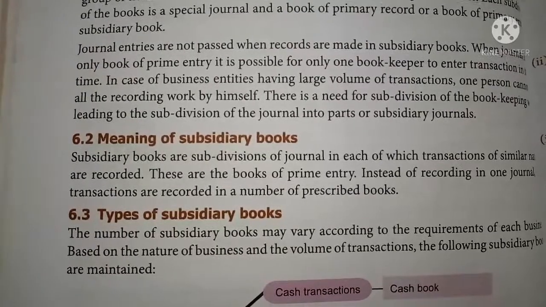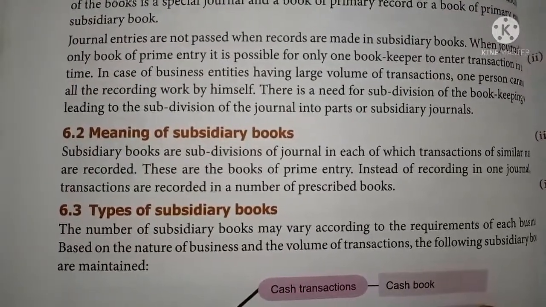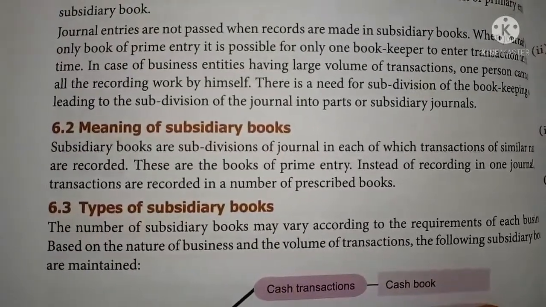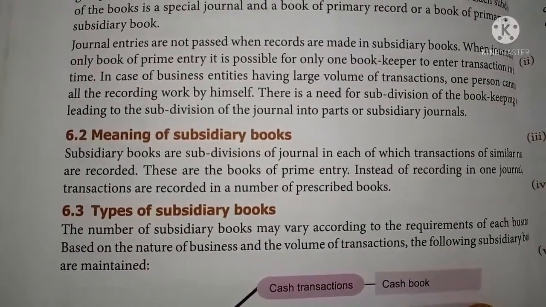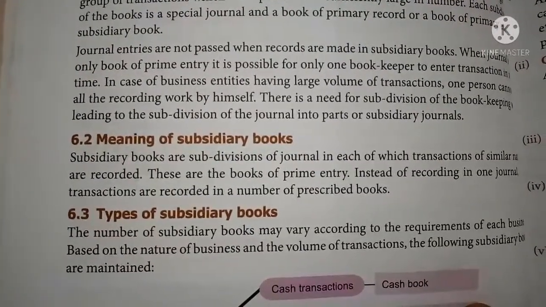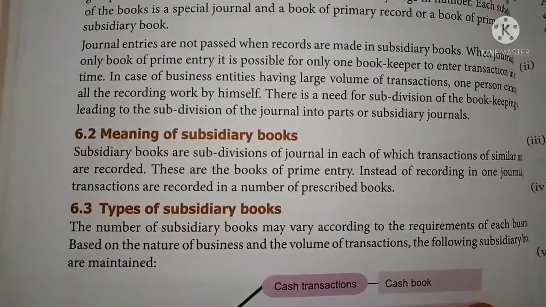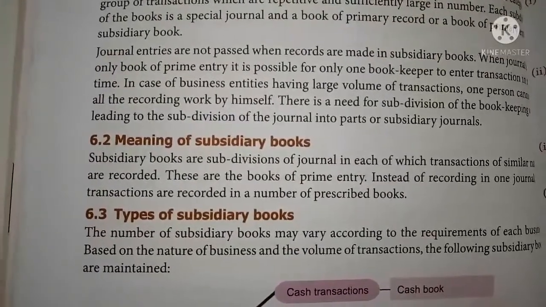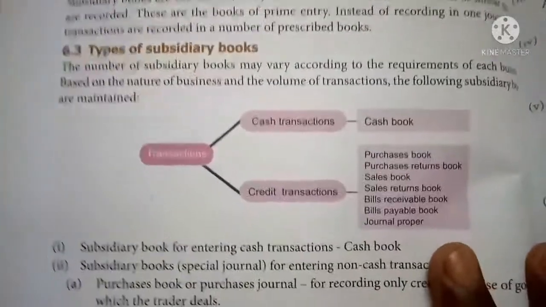So in a large scale business organization, instead of maintaining a journal because of the number of transactions, they should use subsidiary books, that is, special journal books. They should directly record all the transactions in the prescribed books. So it is called a subdivision of the journal. In these subsidiary books there are various types of books.